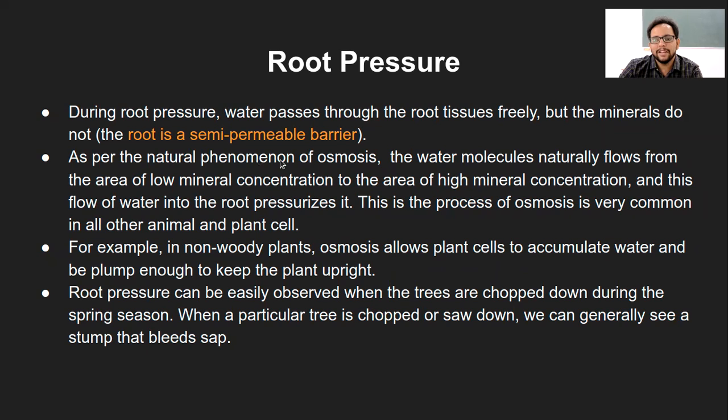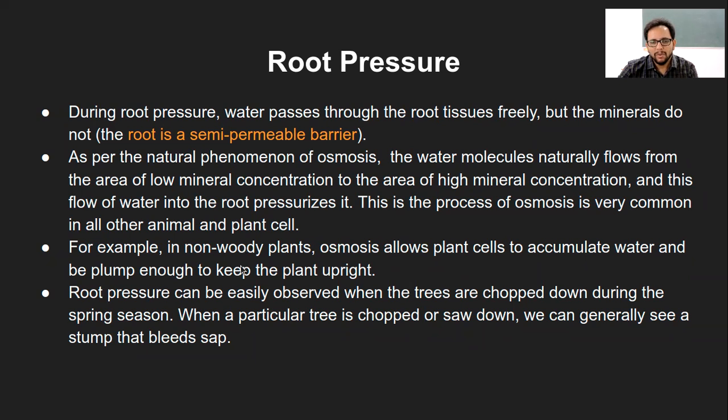And as per the natural phenomenon of osmosis, water molecules naturally flow from the area of low mineral concentration to high mineral concentration. That is the normal osmosis definition. And this flow of water into the root pressurizes it, as in it will create a certain pressure. So that is what will happen. And this process of osmosis is common in both animal cells as well as plant cells.